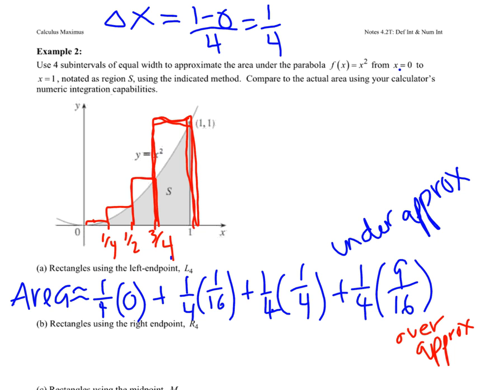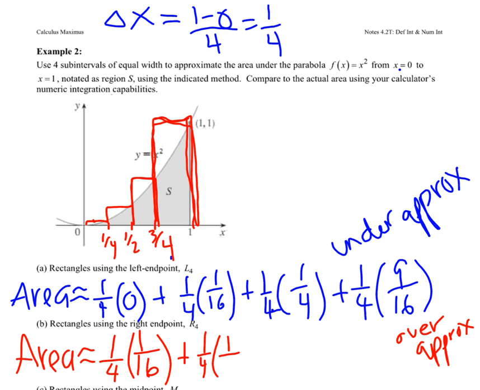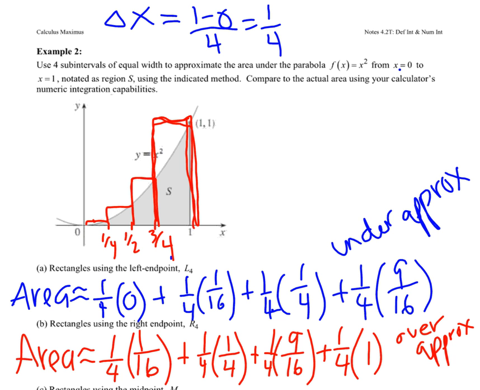But that's okay, because when we have an under approximation and an over approximation, we have the bounds of what the actual area is. It has to be somewhere in between those. Okay, so again, we can approximate the area by finding the area of each of those rectangles. So the height of the first one would be plugging 1/4 into the function, 1/16. Then the width, 1/4 times 1/2 squared, 1/4 times 9/16. And then the last one, the height is 1, so 1/4 times 1. Now you can get calculator values or decimal answers for these. I'm not going to now just for the sake of time, but it won't hurt for you to do.